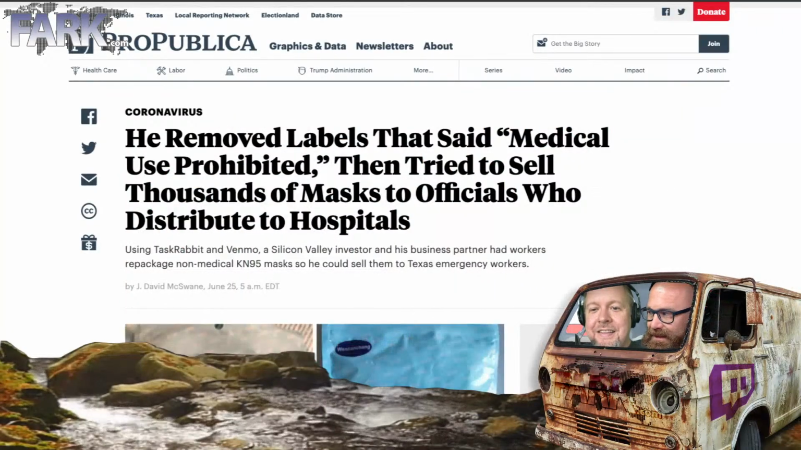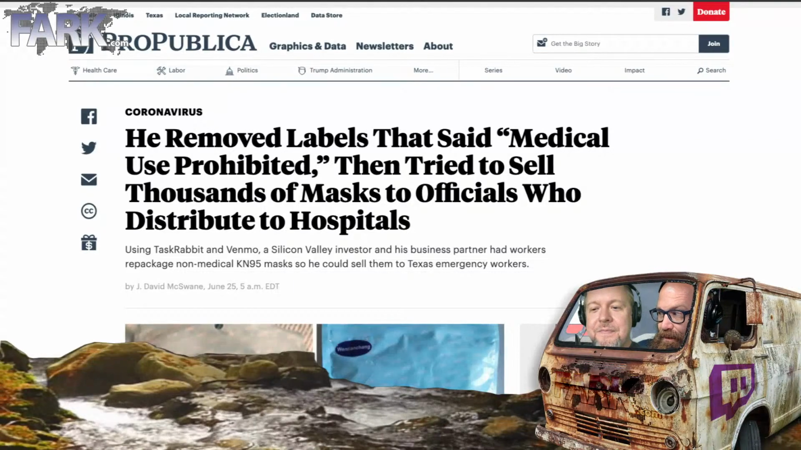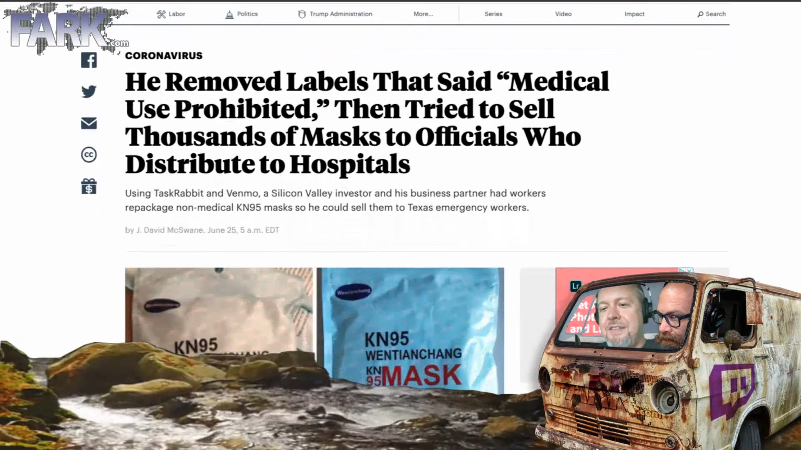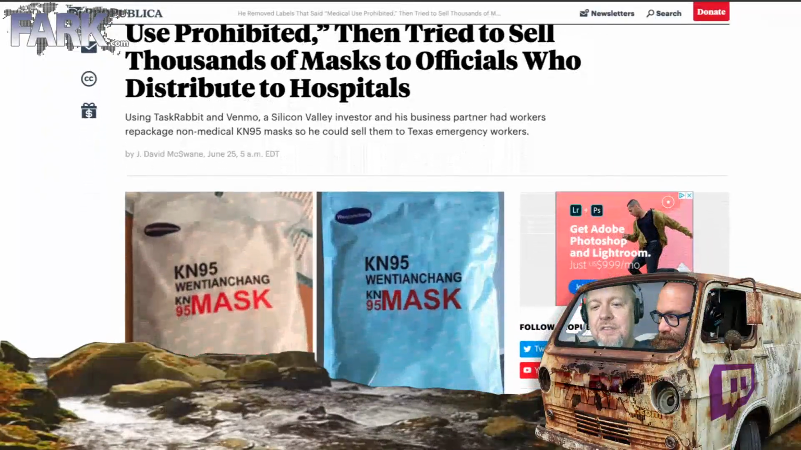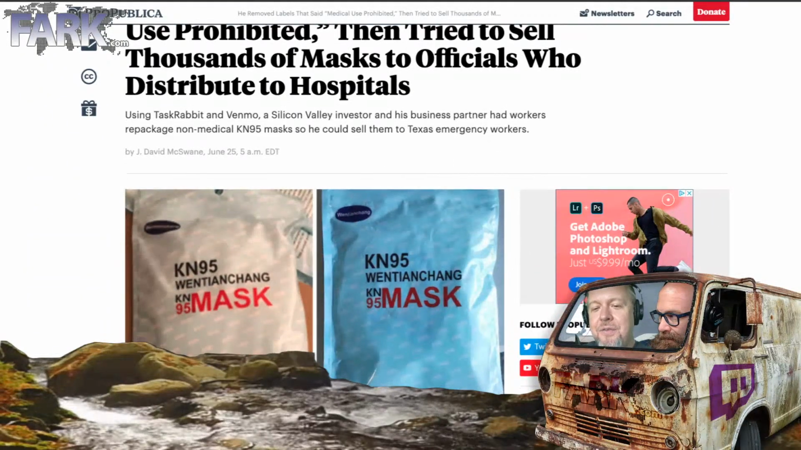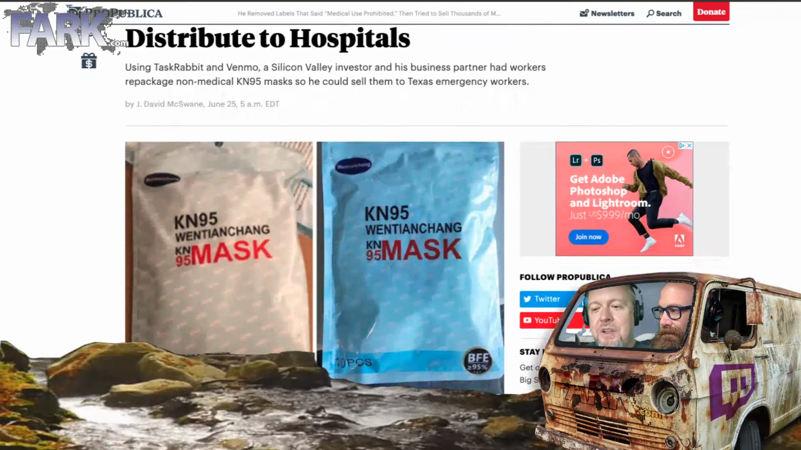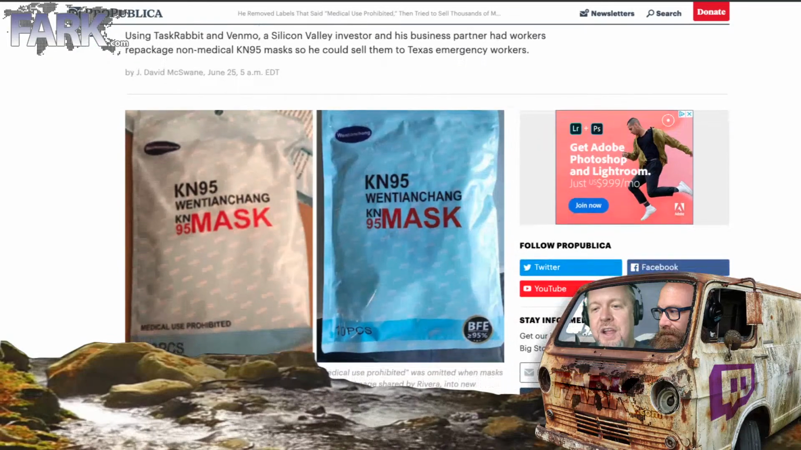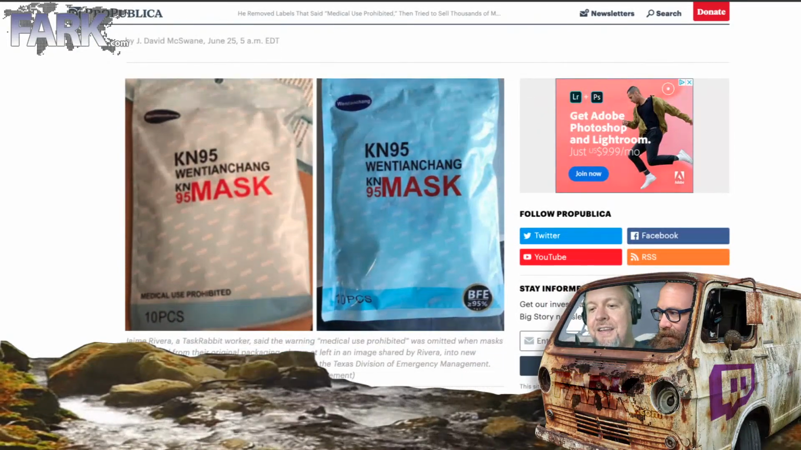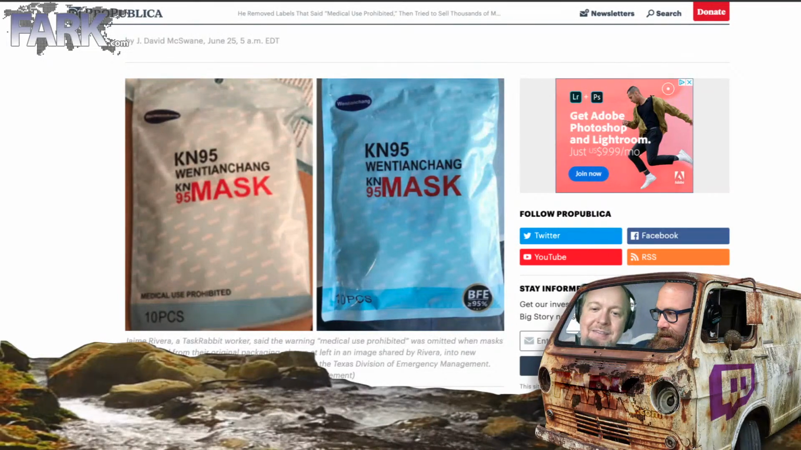He removed labels that said medical use prohibited, then tried to sell thousands of masks to officials who distribute to hospitals. So this scam is so dumb. I can't believe it took this long to even bring it up. But this is somebody who got a government contract to deliver N95 masks to hospitals. But basically what he did was he bought a ton of them from China. And as you can see on that first picture there, they had the white packaging, right? At the bottom says medical use prohibited. And then on the right, you've got the packaging that they printed up.